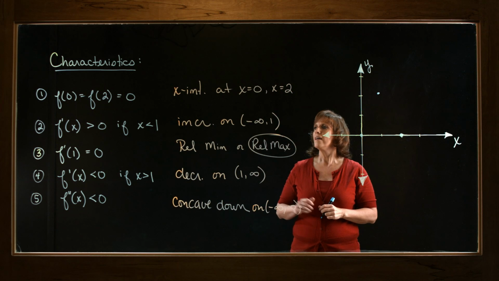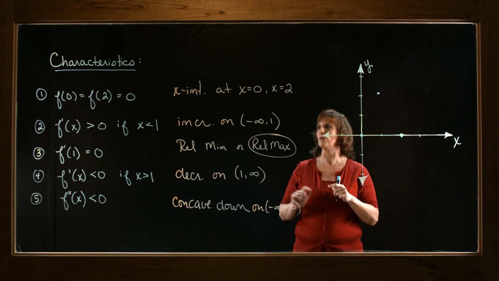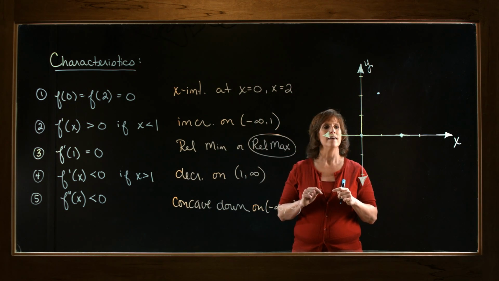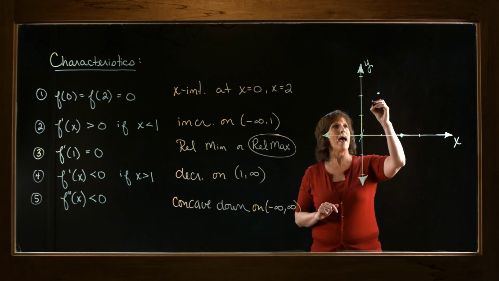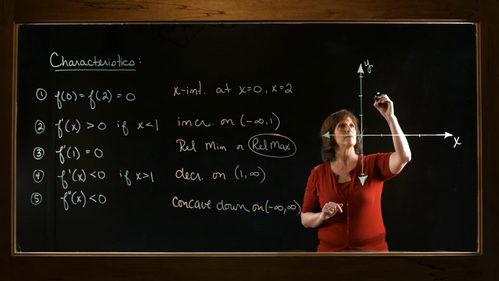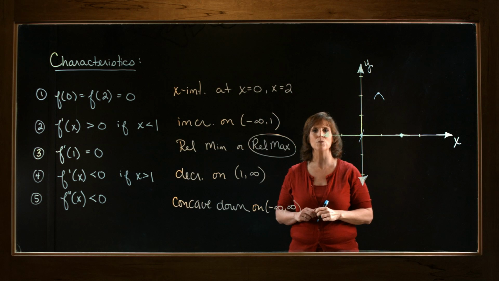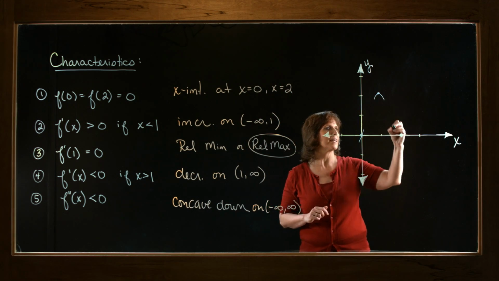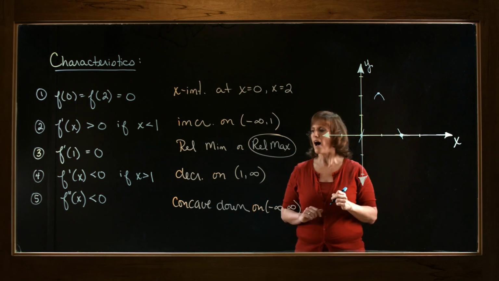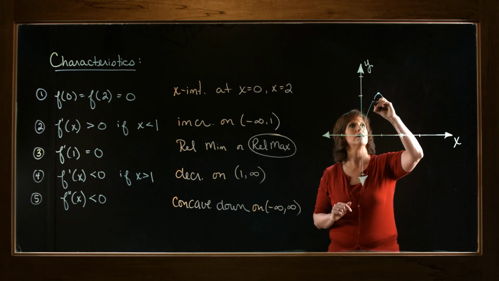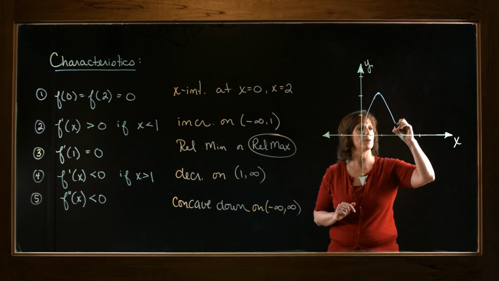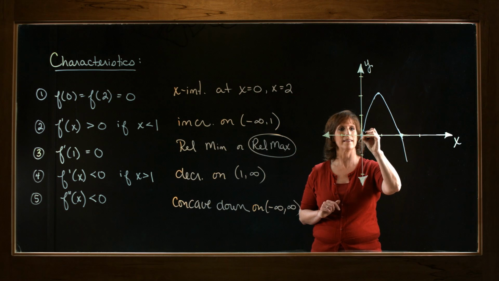I know that before I hit x equals 1, my graph is increasing. So I know that my graph has an increasing behavior. And then at that maximum point, it'll have a nice smooth turn. And after it, it begins to decrease. I also know that I must be going concave down. So my graph is going to look roughly like that.